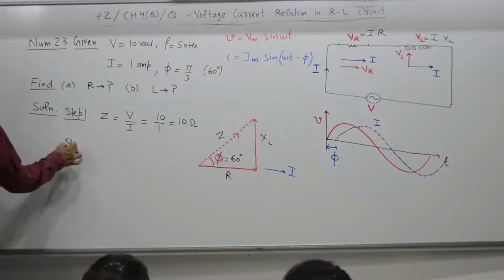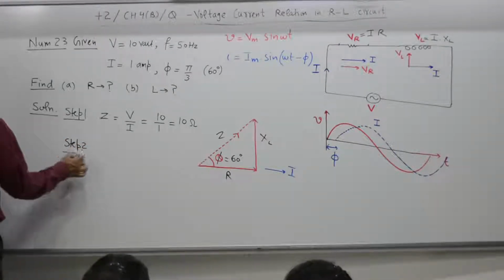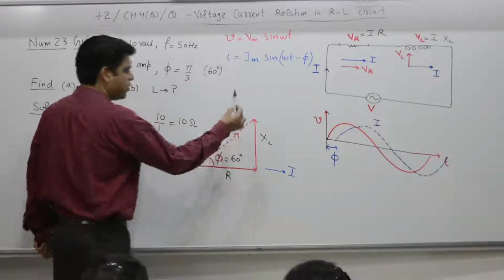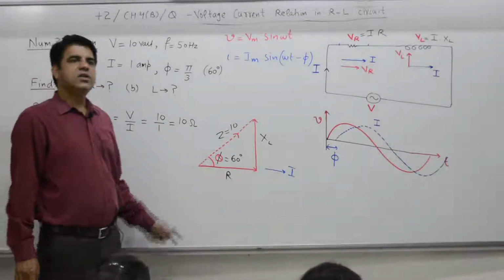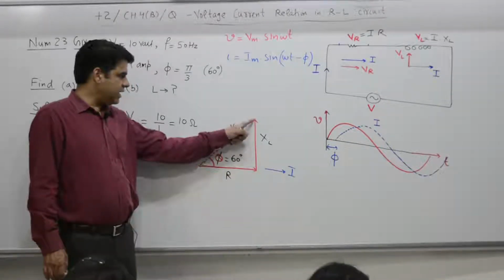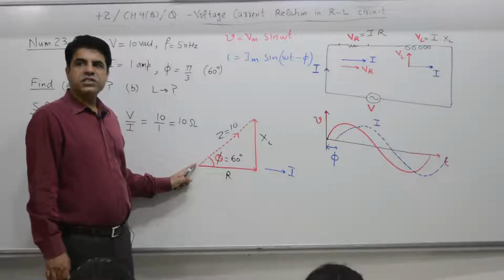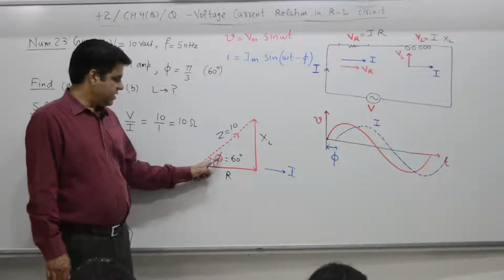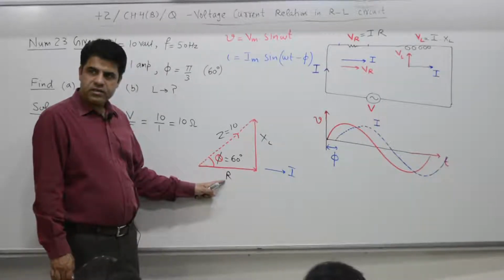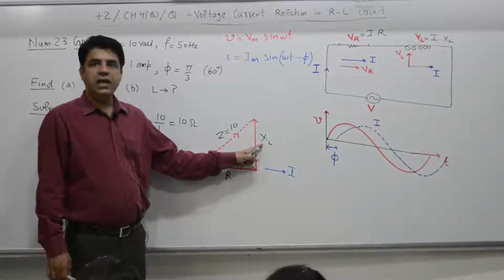Step 2. Now it is your school question. Z is given as 10. Focus on this triangle. All questions in competition deal with the voltage and impedance triangle. In this right angle triangle, the hypotenuse is given as 10. Phi is given as 60. Can you find out R and XL?